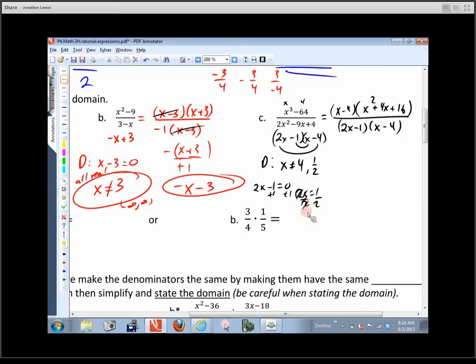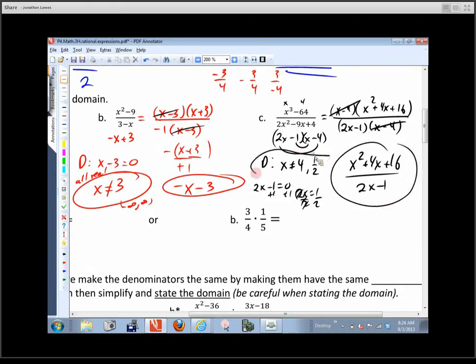Okay? All right, is this simplified, or can I cancel something off? Okay, I can cancel that factor to be 1, so I end up with x squared plus 4x plus 16 on the top, and 2x minus 1. That's the simplified version, but again, that's the domain right there. You can't plug in a 1/2, which you can still see. You also can't plug in a 4. Okay, are there any questions?